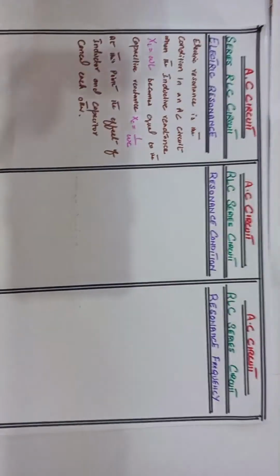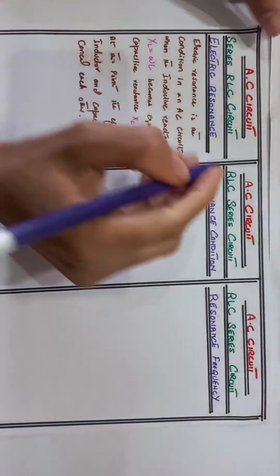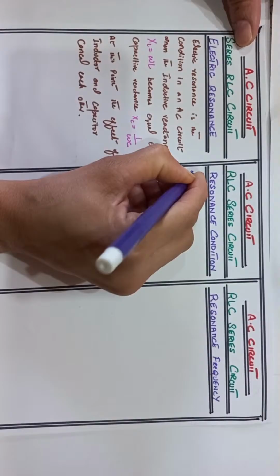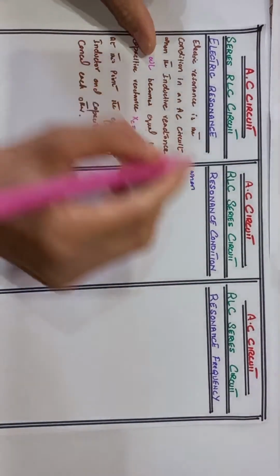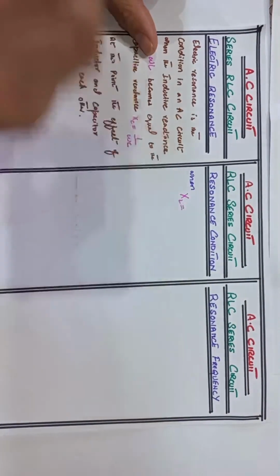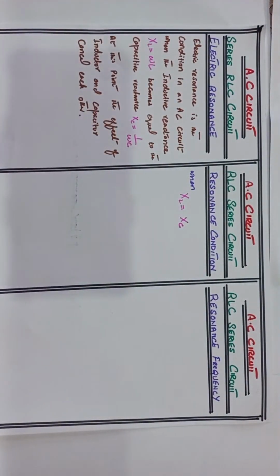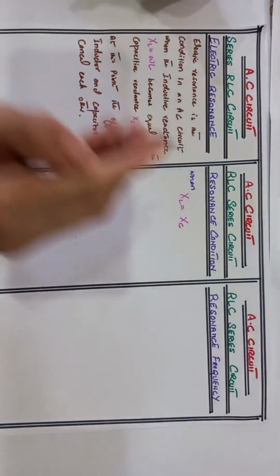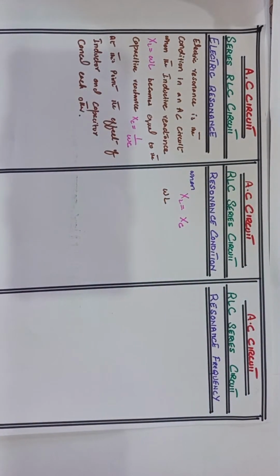Okay, last we discussed that we can produce the resonant condition when XL is equal to XC. So here we write that when XL, that is the inductive reactance, is equal to XC, that is the capacitive reactance. And we know that XL is equal to omega L. And here we talk about the electric resonance condition.